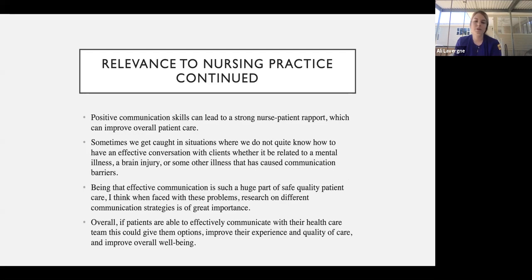Sometimes we get caught in situations where we do not quite know how to have effective communication with clients, whether it be related to a mental illness, a brain injury, or some other illness that has caused communication barriers. Being that effective communication is such a huge part of safe, quality patient care, I think when faced with these problems, research on different communication strategies is of great importance. Overall, if patients are able to efficiently communicate with their healthcare team, this could give them options, improve their experience and quality of care, and improve overall well-being.